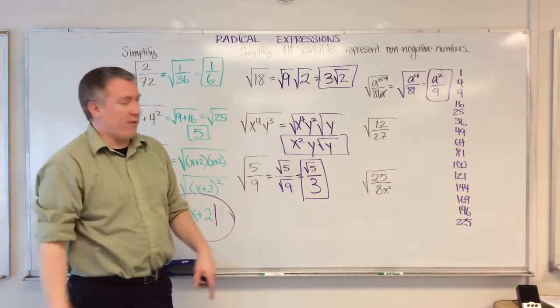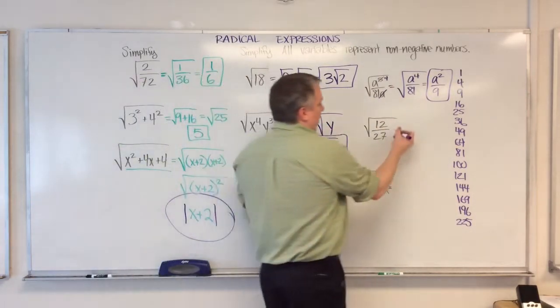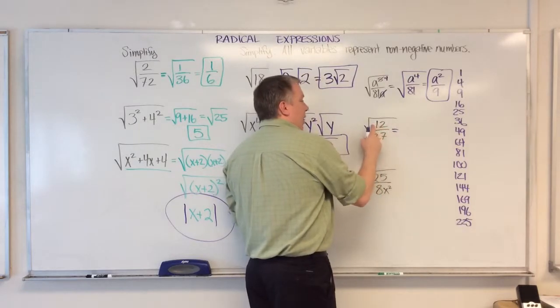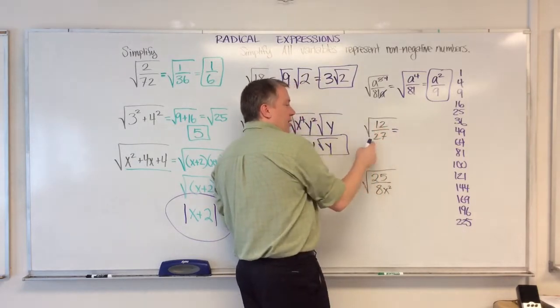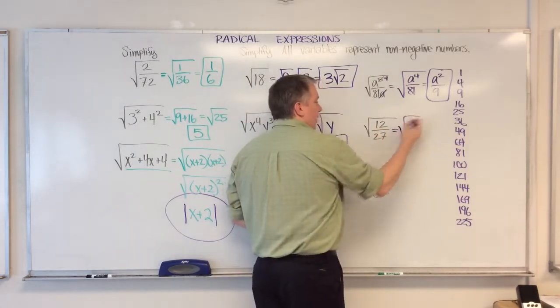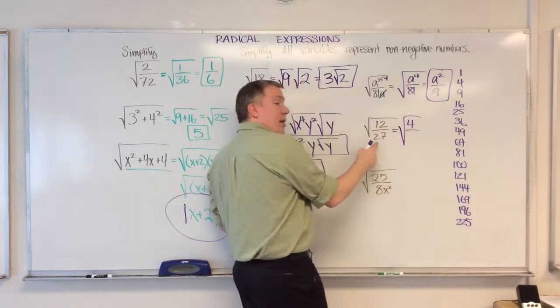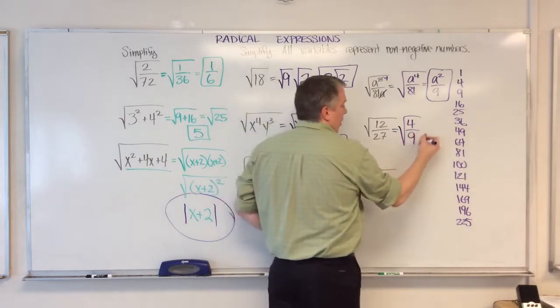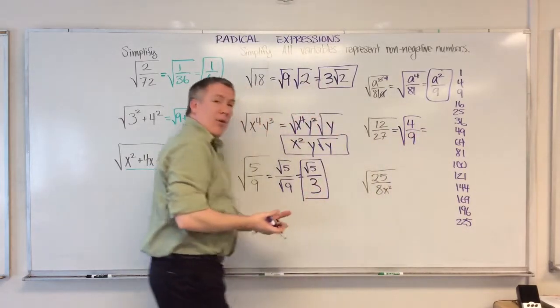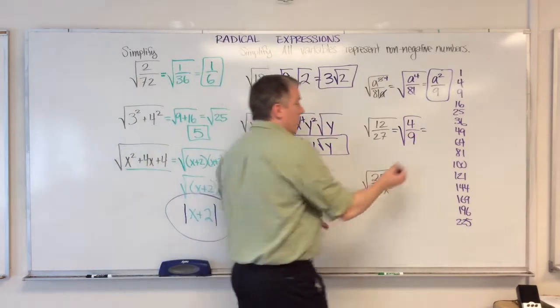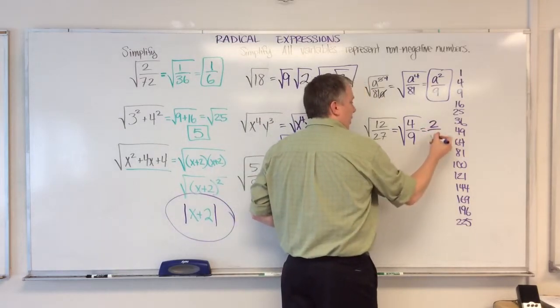Okay, again, simplify first. We're going to do the same thing here. If I simplify, these are both divisible by 3. So if I divide 12 by 3, I get 4. And if I divide 27 by 3, I get 9. Well, now I can take the square root of both of those. The square root of 4 is 2, and the square root of 9 is 3.